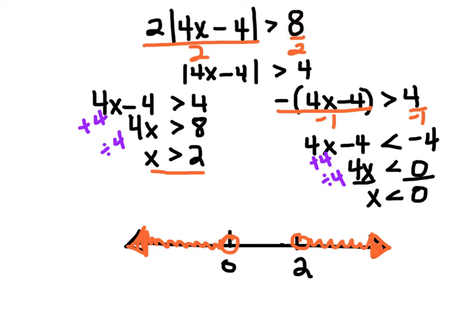So these sections work. What if we were to pick 1? If I plug 1 in here, I get 4 times 1 is 4 minus 4, that's 0. 2 times 0 is 0. 0 greater than 8? Nope, it's not. That's why this section in here is not highlighted by the orange. None of these numbers in here would work in this equation. These would all work in this equation.